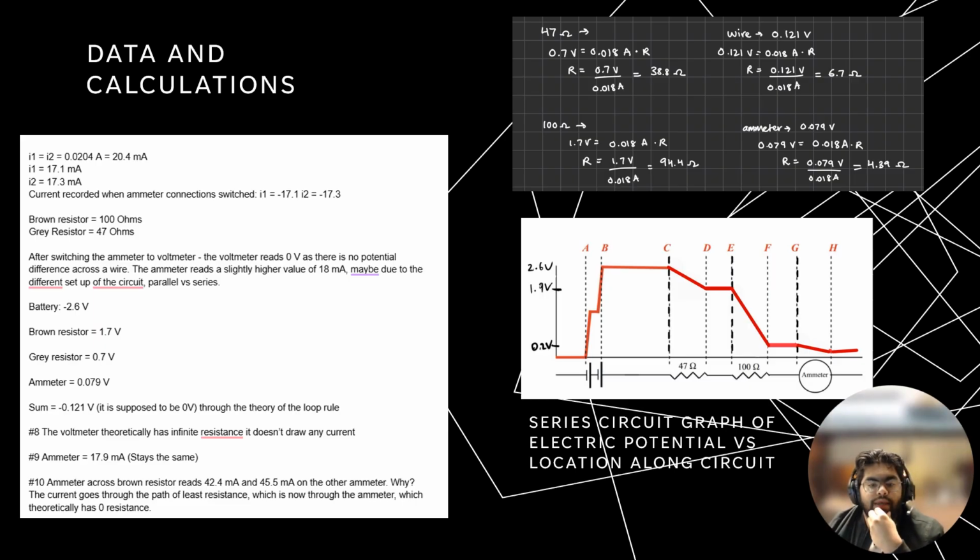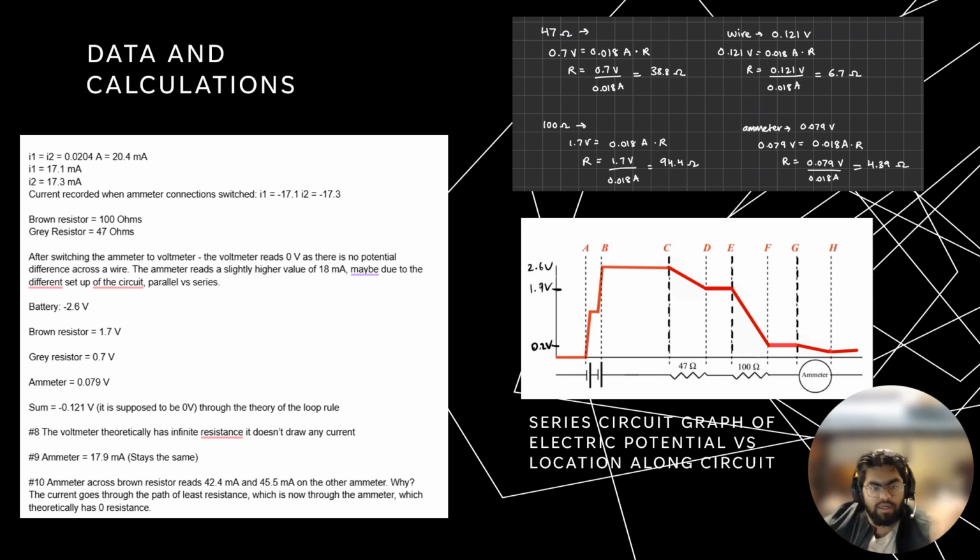After switching the ammeter to the voltmeter, it reads 0 volts because there should not be any potential difference across the wire. And the ammeter read 18 milliamps, probably due to just the different setup of the circuit, parallel versus series.